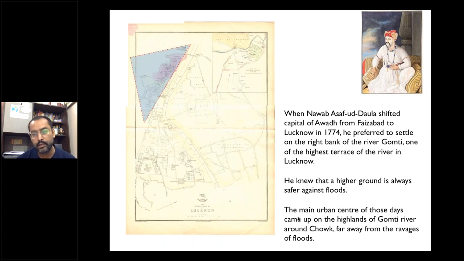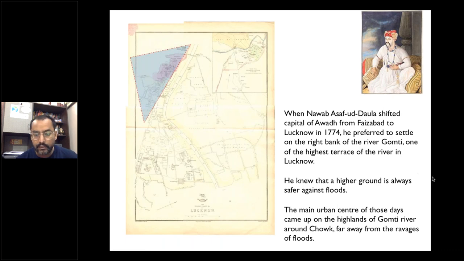But Nawab Asifuddaulah shifted the capital from Faizabad to Lucknow in 1774, because the capital of Awadh was in Faizabad and not in Lucknow. And in 1774, he preferred to settle on the right bank of the River Gomti because it was on the highest terrace. So I looked for the older maps at the Residency, and I found this picture of the small settlements which were there near Madiyao on the northern terrace of the river. This was the place where Asifuddaulah preferred to develop the capital.